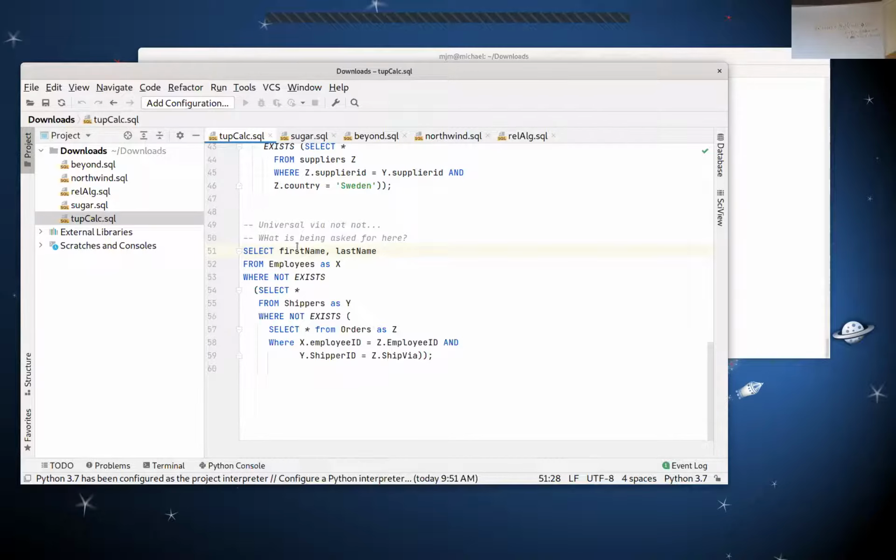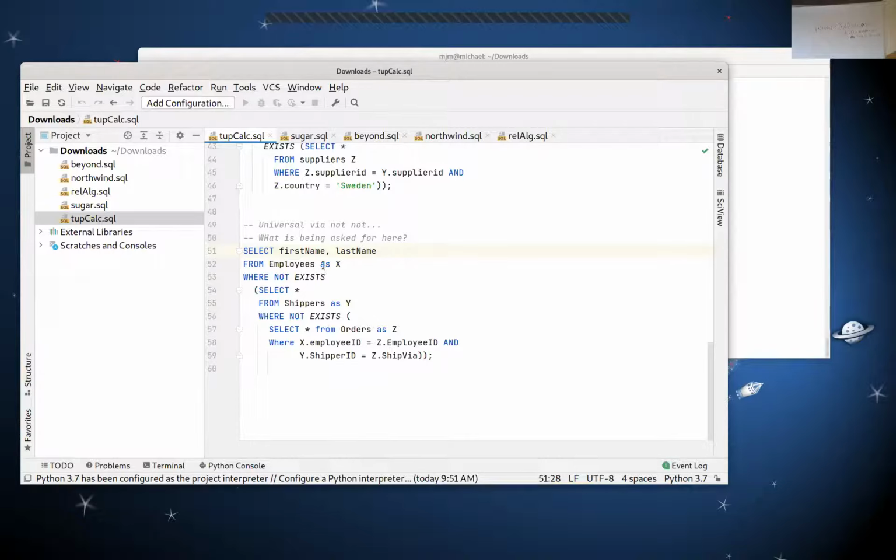Well, it's saying, give me the employees for which there does not exist a shipper, for which there does not exist an order that employee was processed with that shipper. All right. So let's rephrase that again. Give me the employees where there does not exist a shipper for which they did not ship.